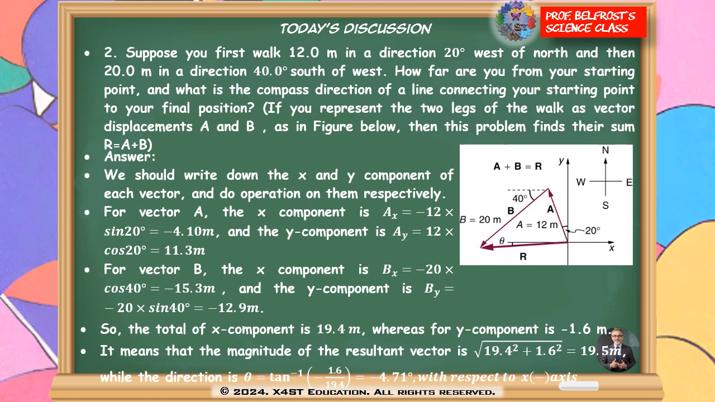And number two, suppose that you take first 12 meters in the direction of 20 degrees west of north, then 20 meters in the direction of 40 degrees south of west. Then how far are you from the starting point? Okay, so you can make use of the graphic that I've sketched and answer this question.